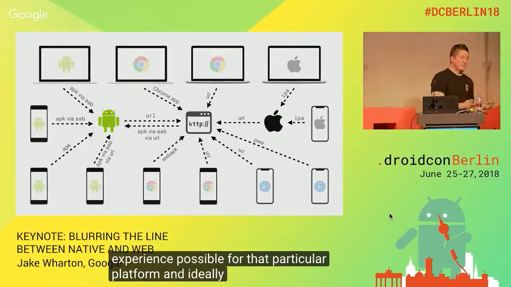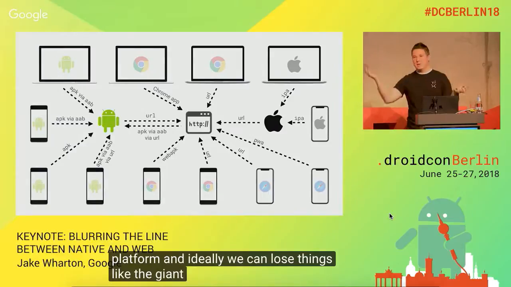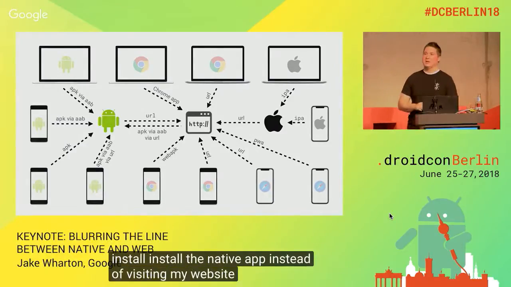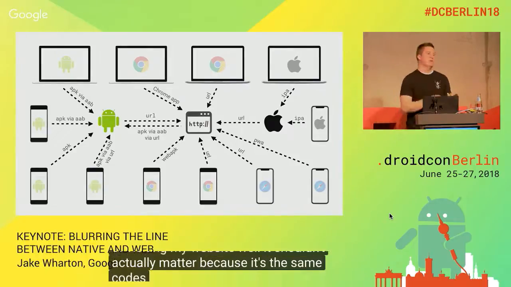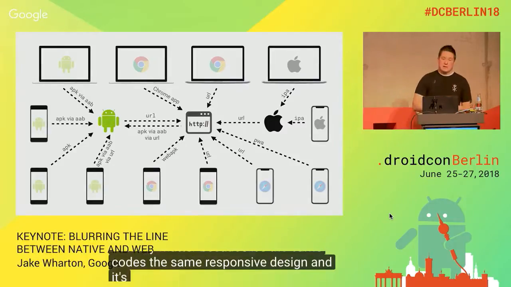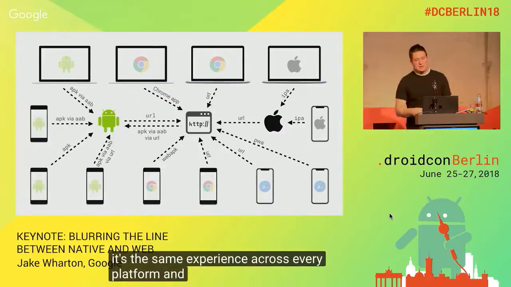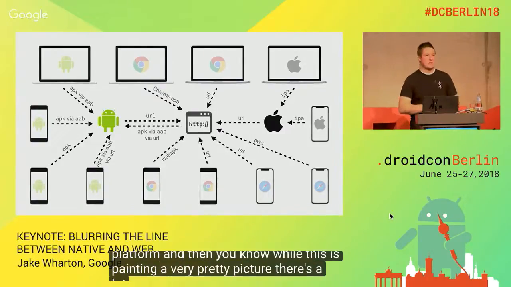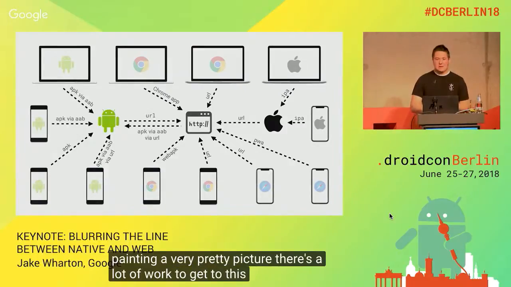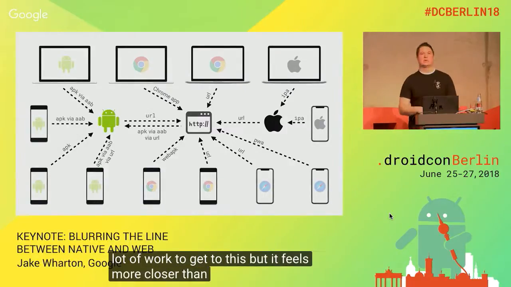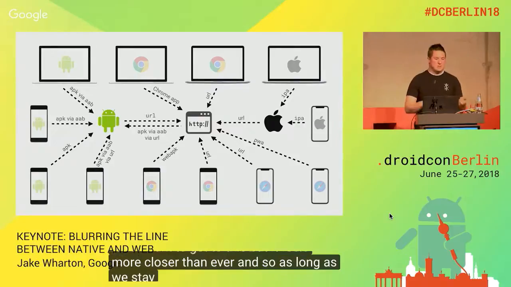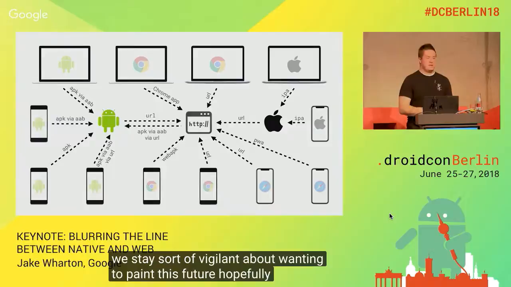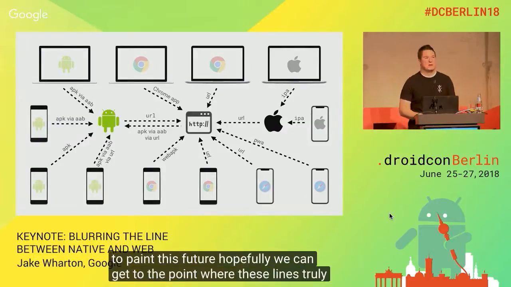And ideally, we can lose things like the giant banners that say install the native app instead of visiting my website, which shouldn't actually matter because it's the same code, the same responsive design, and the same experience across every platform. And while this is painting a very pretty picture, there's a lot of work to get to this, but it feels closer than ever. As long as we stay vigilant about wanting to paint this future, hopefully we can get to the point where these lines truly are blurred.